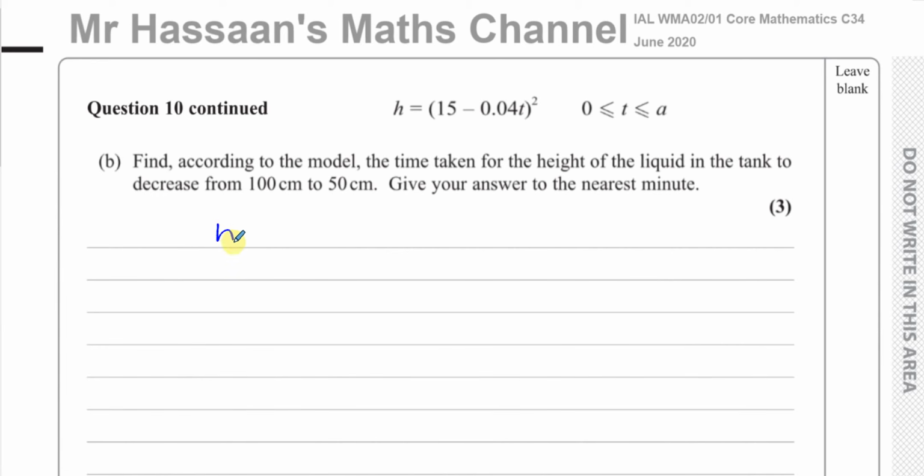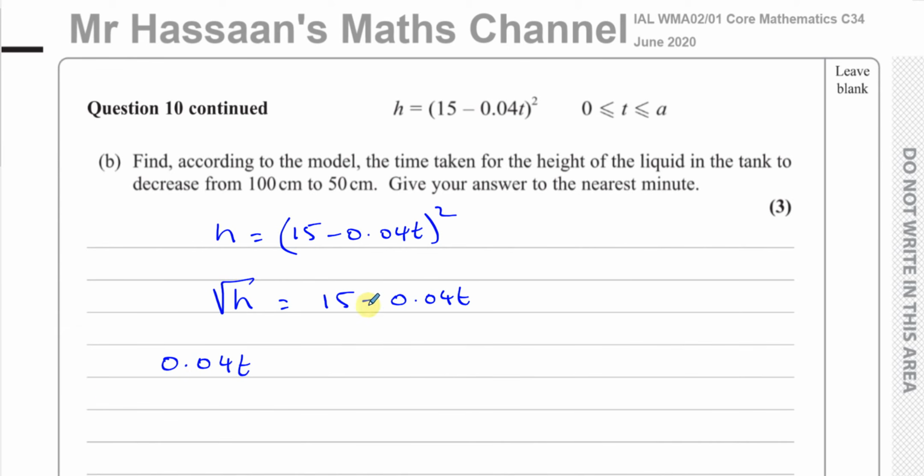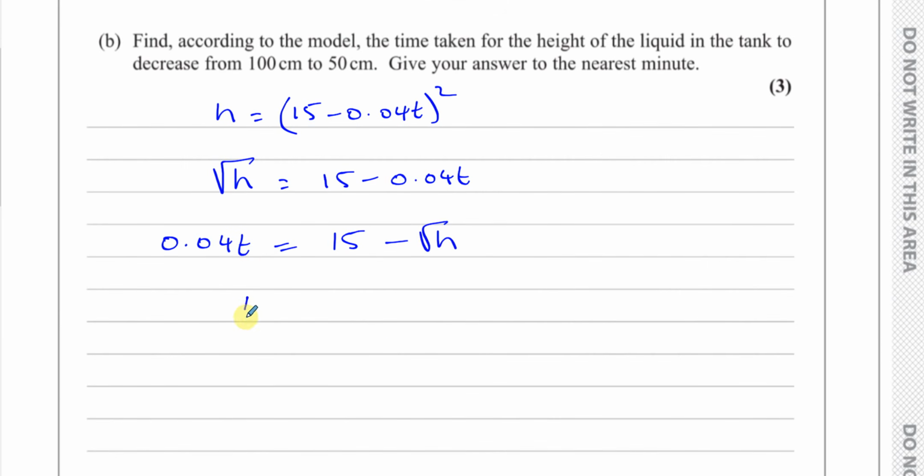So I start off with h equals 15 minus 0.04t, all of that is squared. So I'm going to take the square root of both sides, so I'll say the square root of h is 15 minus 0.04t. Let's now bring this in the positive side, add this to both sides. So I've added 0.04t to both sides and taking away the square root of h from both sides, and then I'm going to divide both sides by 0.04. So t equals 15 minus the square root of h, divided by 0.04.